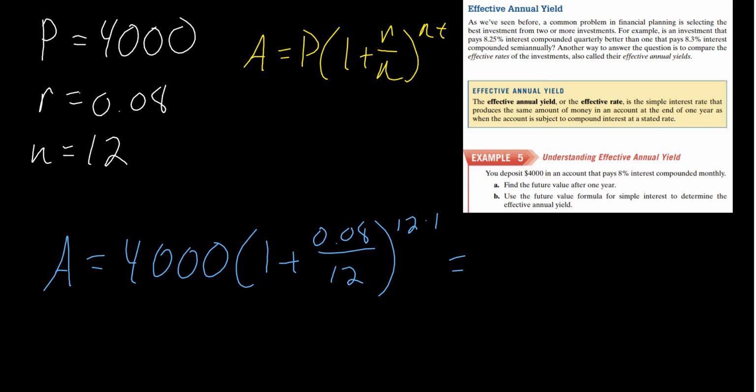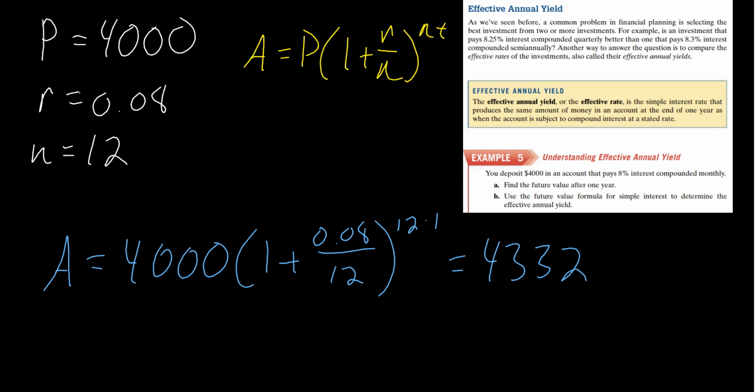All right, so it looks like we're going to have $4,331.99, but that 99 rounds up, so we're going to say $4,332. So after 1 year, I'll have $4,332.